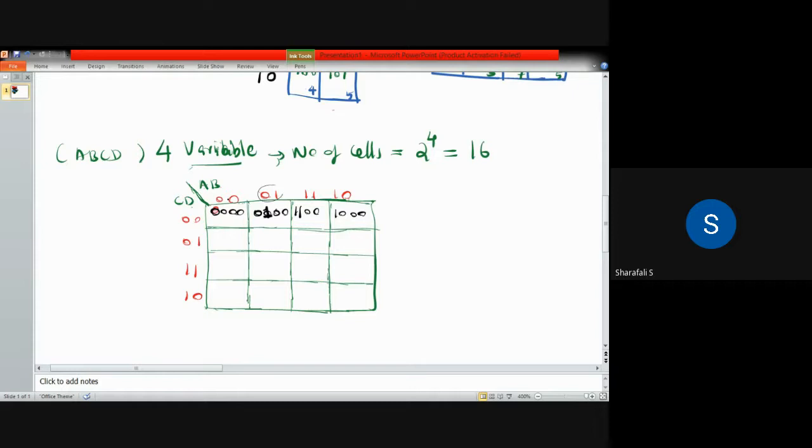So this column represents 0 0 first, right? So 0 0, 0 0, 0 0. This column represents 0 1 first, 0 1, 0 1, 0 1. Similarly here 1 1, 1 1, 1 1, and 1 0, 1 0. This row represents 0 1 at the last, so this is 0 1, 0 1, 0 1, 0 1. This row represents 1 1 at the last, so 1 1 comes like this. And here 1 0, 1 0.